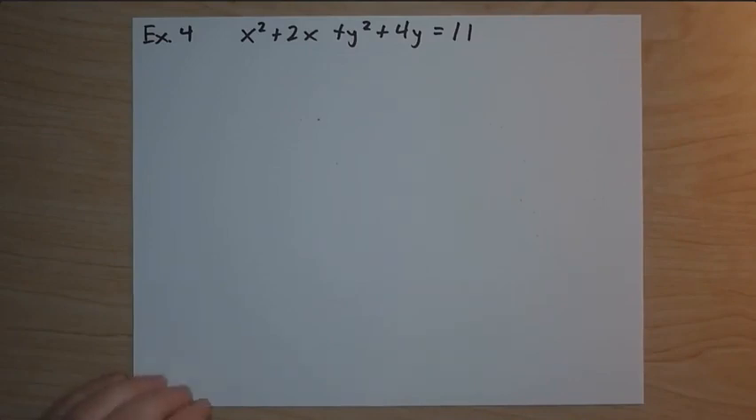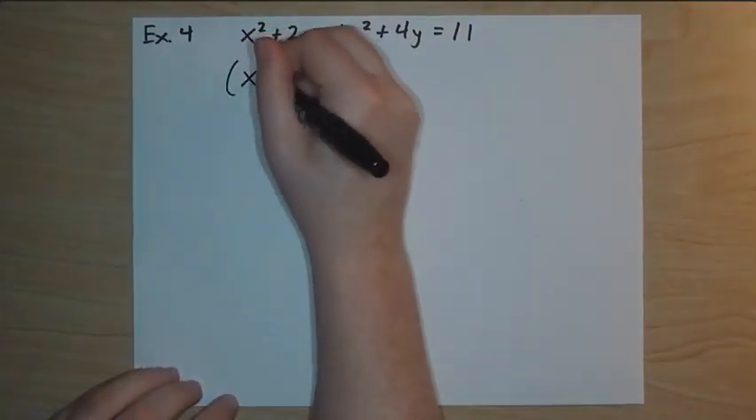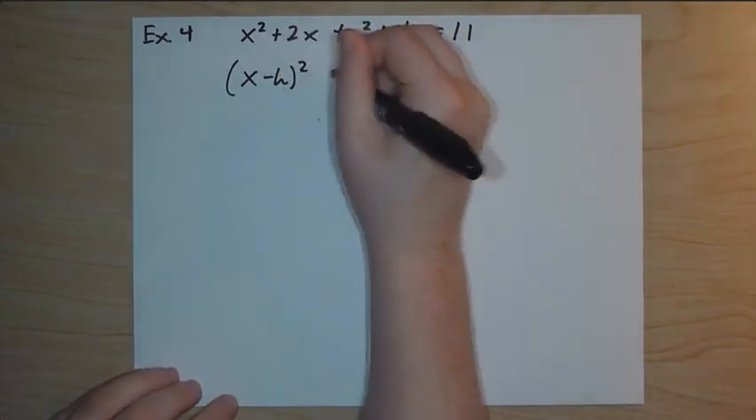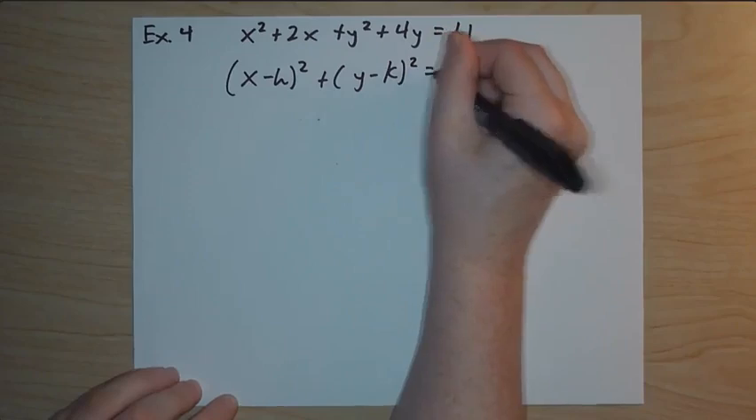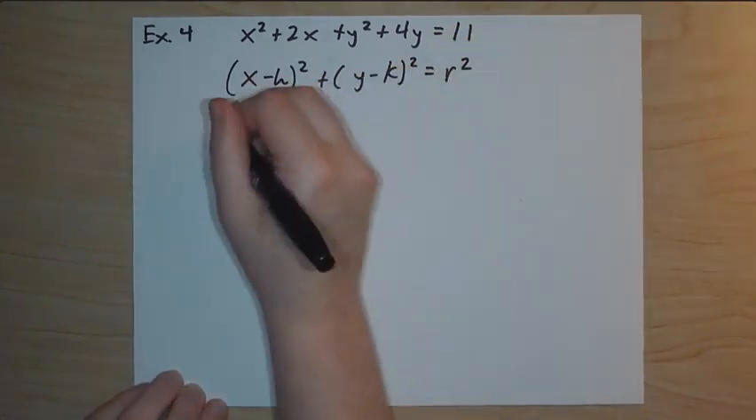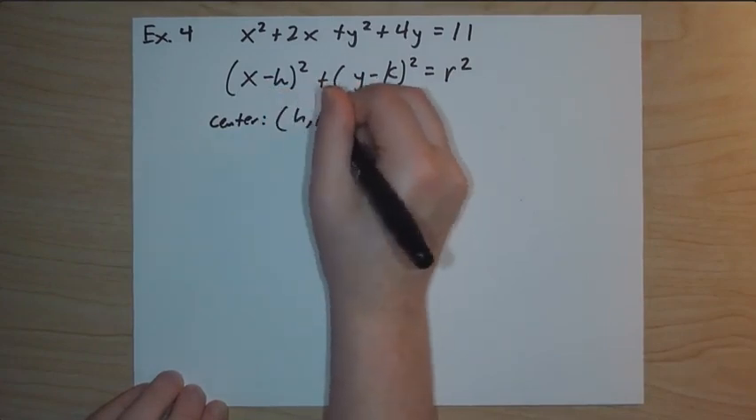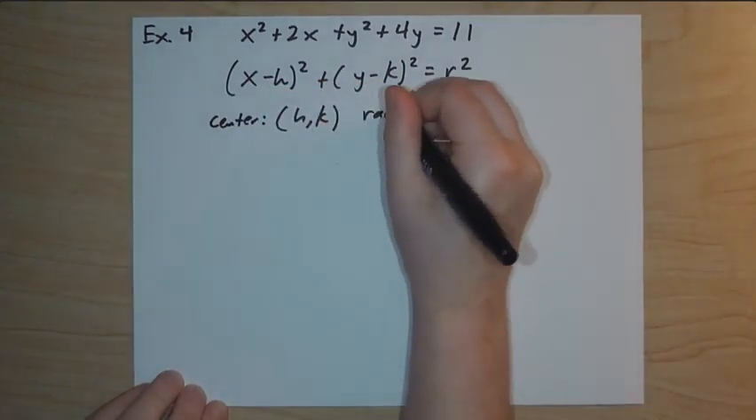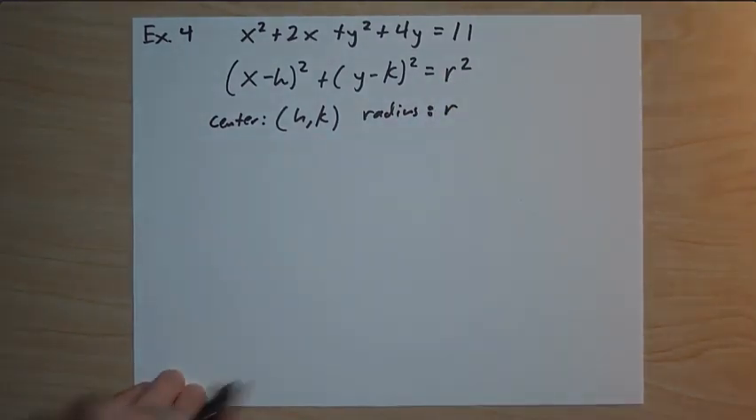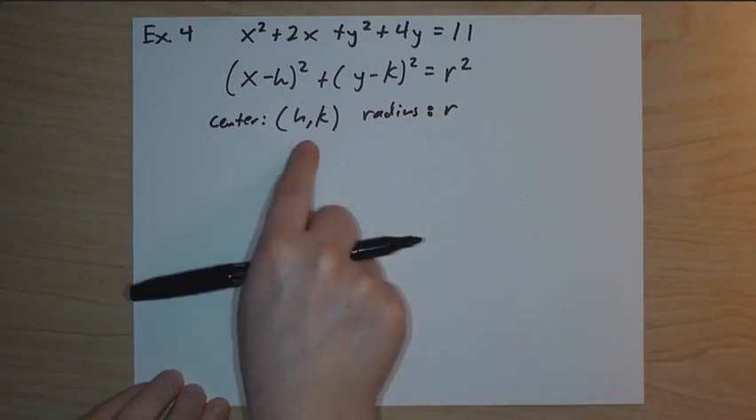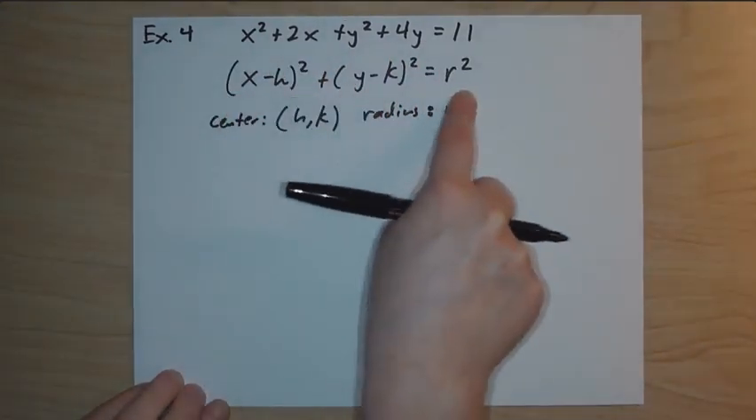To do that, we're going to rewrite this in the center-radius form, which is the form (x minus h) squared plus (y minus k) squared equals r squared, where our center is the point (h, k) and our radius is r. So we're going to need to rewrite this equation so that it looks like this.